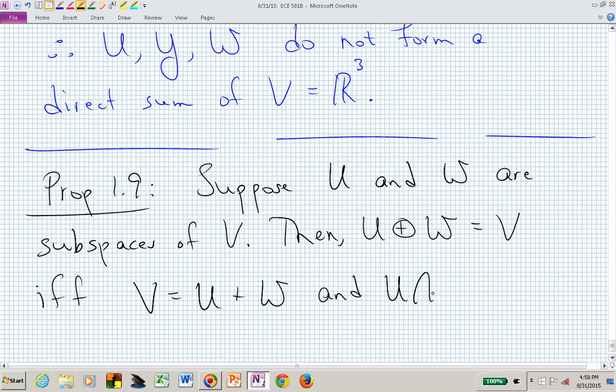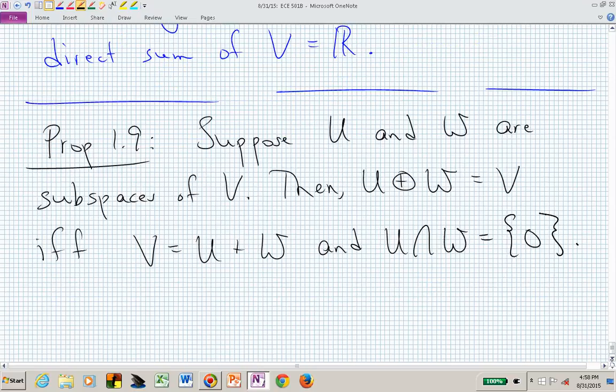the intersection of U with W, the only point in common is the zero vector. That's another way of thinking about subspaces that form direct sums. They have to complete the space, and if we look at their intersection, the only vector in common is the zero vector.